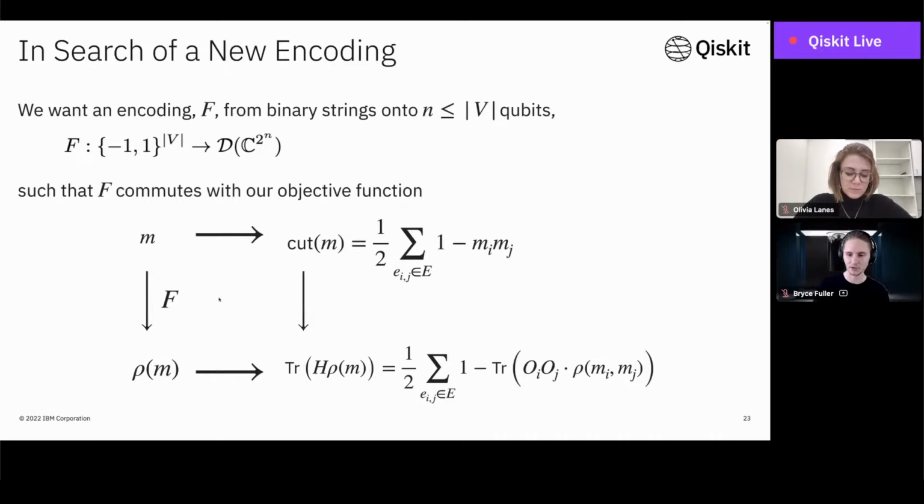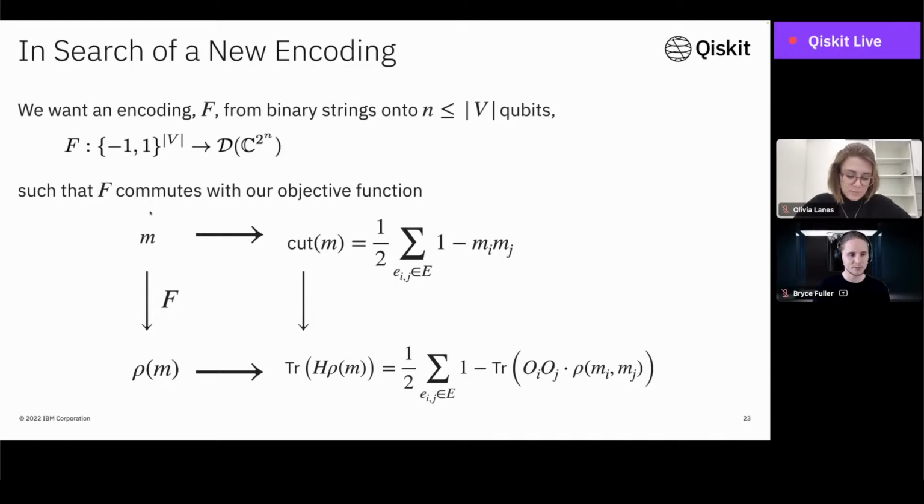So this commutative diagram is showing that whether I start from a bit string, evaluate it, plug it into my objective function, and then do the embedding of the objective function, I should get the same answer as if I had just embedded my bit string to begin with and evaluated the embedded objective function. So you can go any direction around this chart and get the same answer.